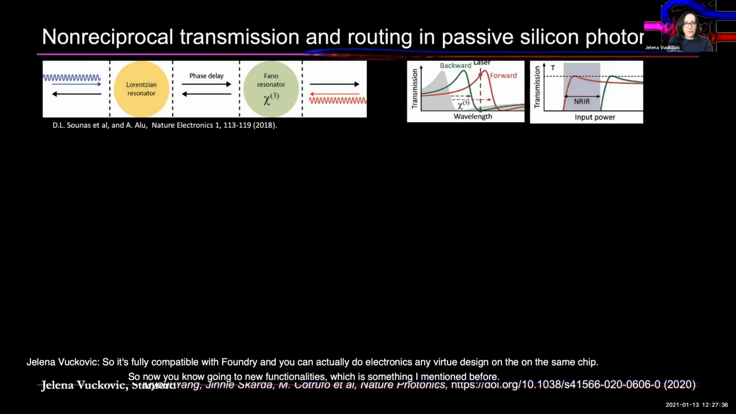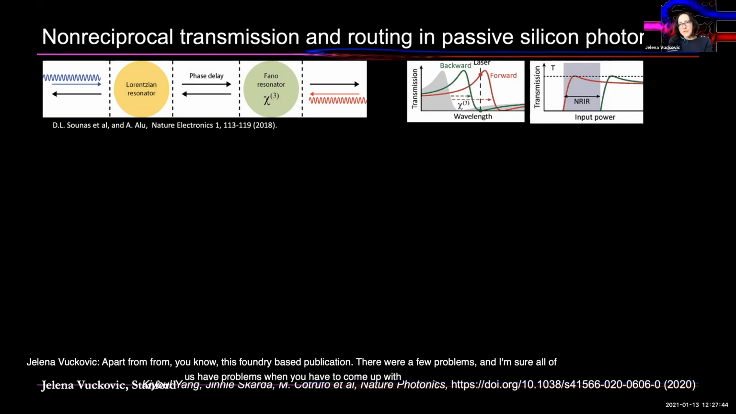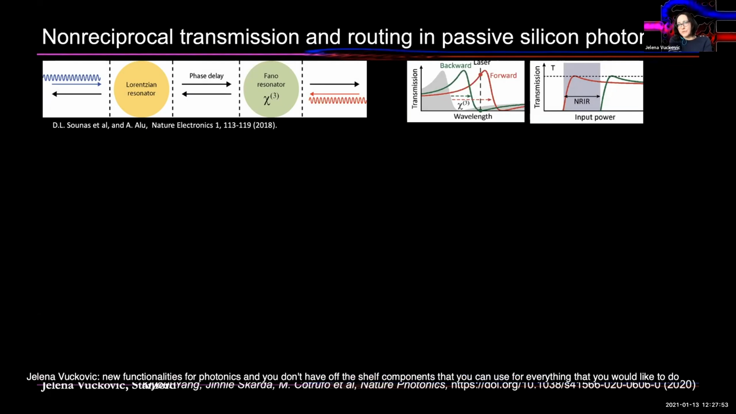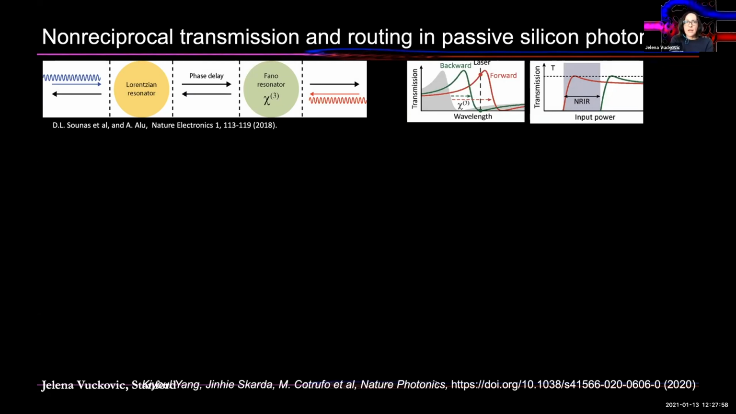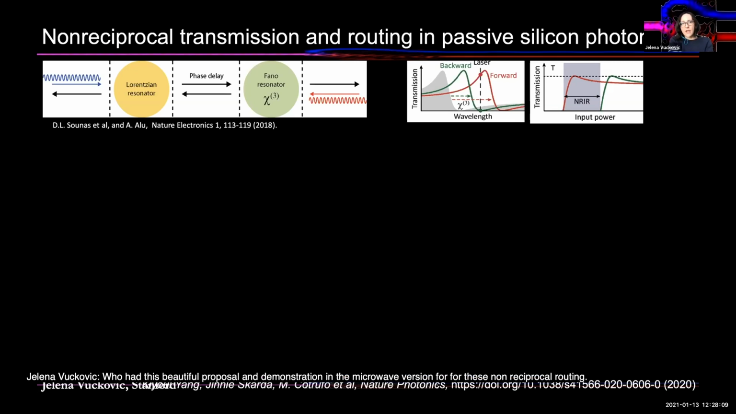So now, going to new functionalities, which is something I mentioned before, apart from this foundry-based fabrication, there were a few problems, and I'm sure all of us have problems when you have to come up with new functionalities for photonics, and you don't have an off-the-shelf component that you can use for everything that you would like to do. So one of the problems that we were interested in was the problem of non-reciprocal routing and transmission. And we collaborated with Andrea Alù from City University of New York, who had this beautiful proposal and demonstration in the microwave regime for this non-reciprocal routing.